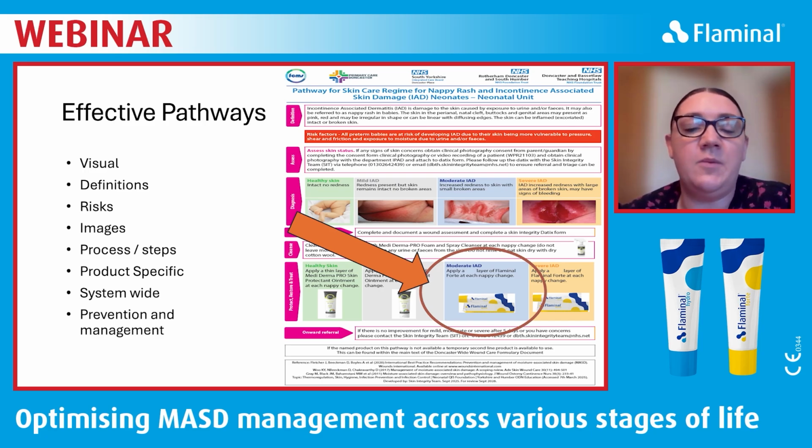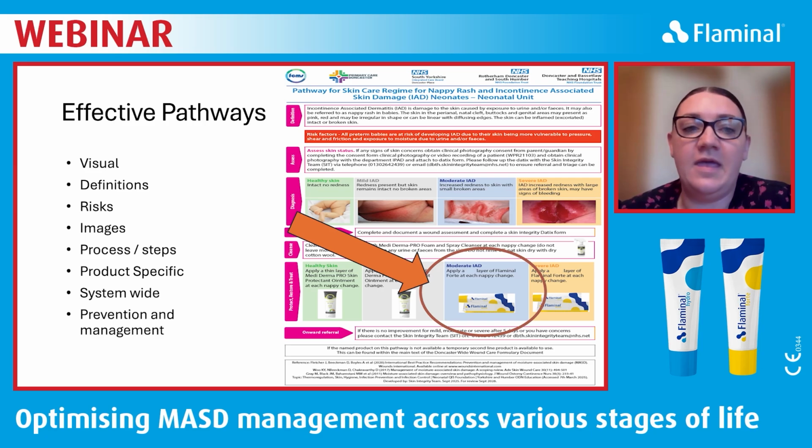And it's really important that we have a pathway that is visual, that we provide definitions and also risk factors, and making sure that we're including images as well as definitions when we're looking at diagnosis. And having that process step by step, particularly looking at product specific definitions and images, will help that easy translation for that healthcare professional to know exactly what they need to do at the right time, at the right place for that patient. And also including prevention and management in one single pathway will also help with that continuation of care, depending where the patient is in their journey.